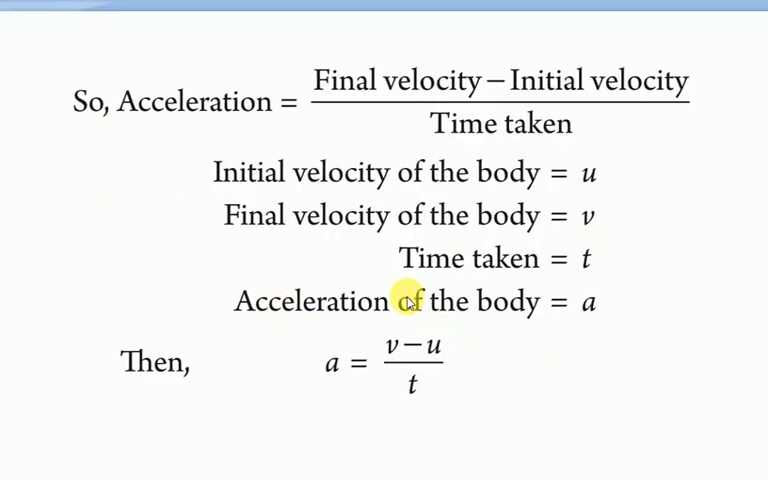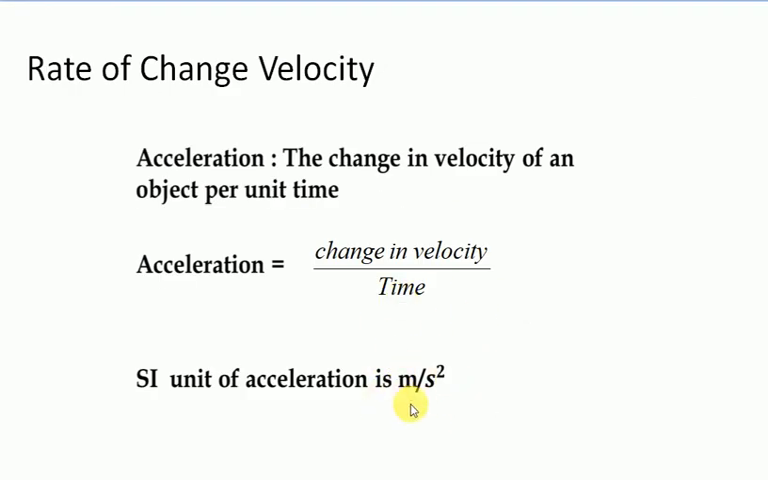As you are aware, the SI unit of velocity is meter per second, and the time is in the denominator, so it will be meter per second divided by second, and second into second is second square. Hence the SI unit for acceleration is meter per second square.